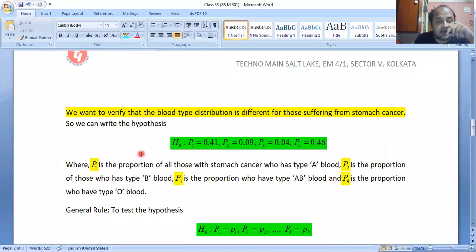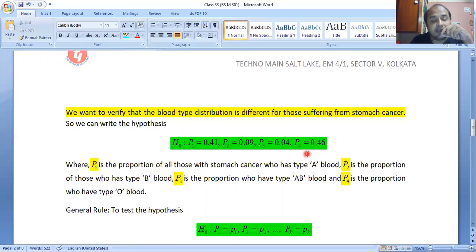What we want to test is, suppose the true population proportions related to the blood types and the stomach cancer are denoted by capital P1 for the first section of the population, the section having blood type A. The true proportion corresponding to blood type B is, suppose, capital P2. The true proportion having blood type AB is, suppose, represented by P3, and P4 is associated with blood type O. These values P1, P2, P3, P4 are the true proportions of the blood types.